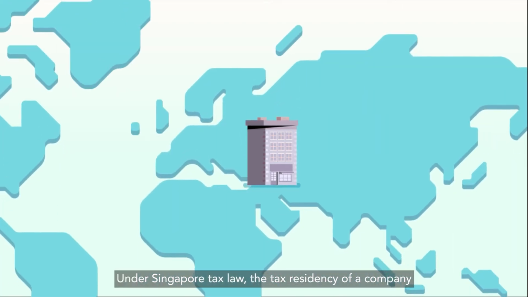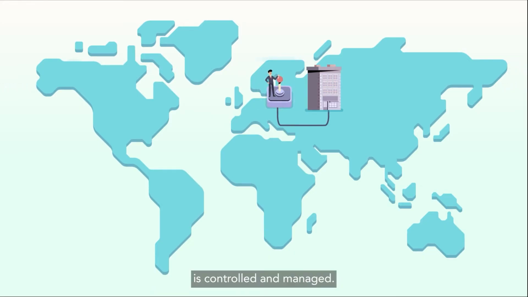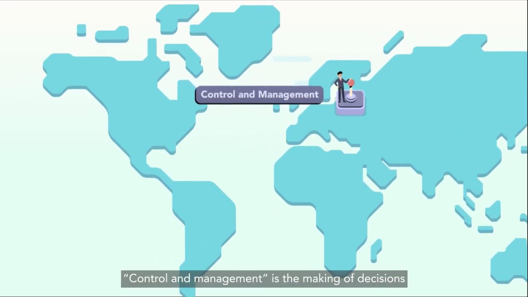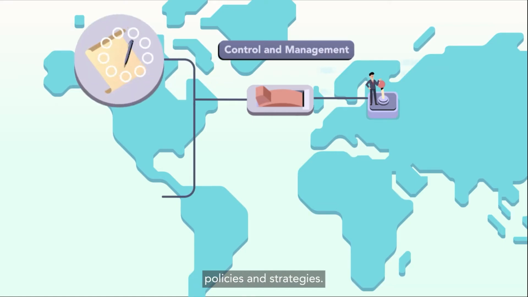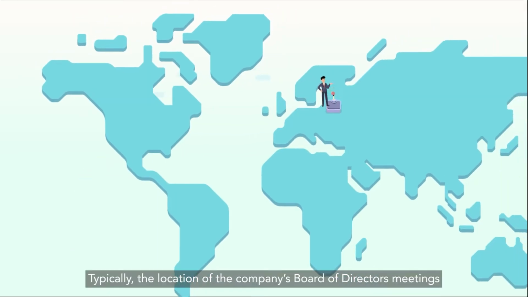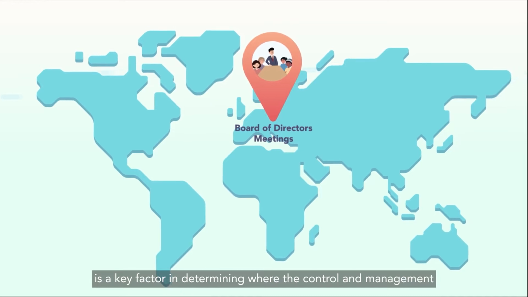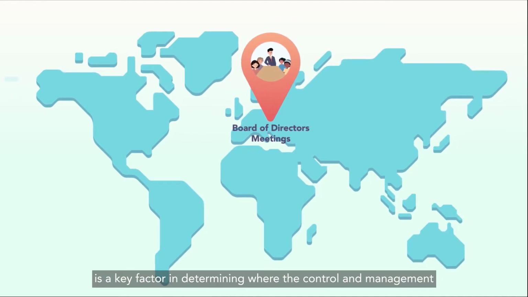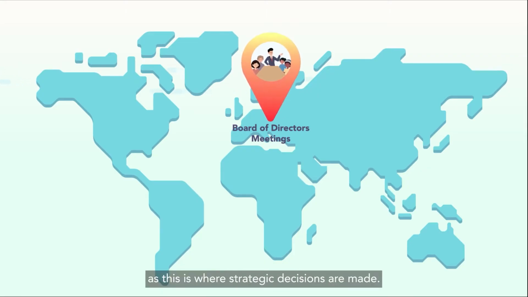Under Singapore tax law, the tax residency of a company is determined by the place in which the business is controlled and managed. Control and management is the making of decisions on strategic matters such as those relating to company policies and strategies. Typically, the location of the company's board of directors meetings is a key factor in determining where the control and management is exercised, as this is where strategic decisions are made.